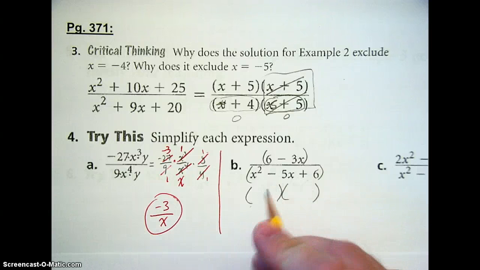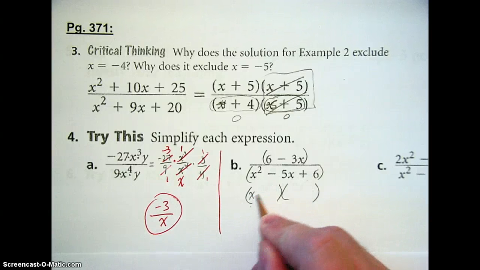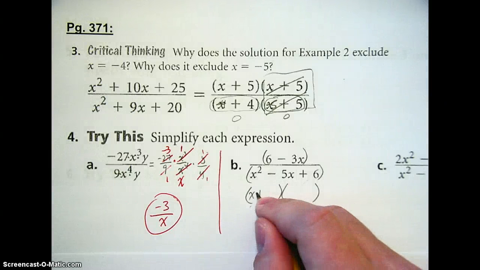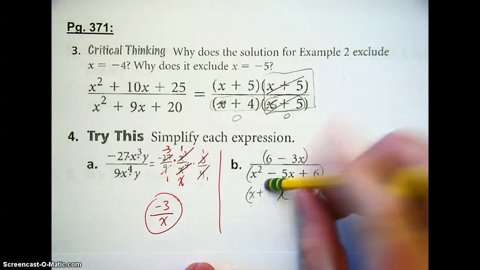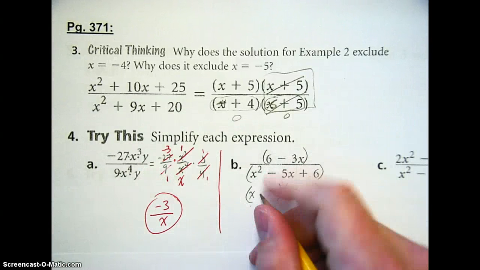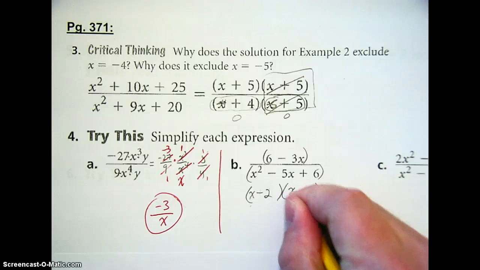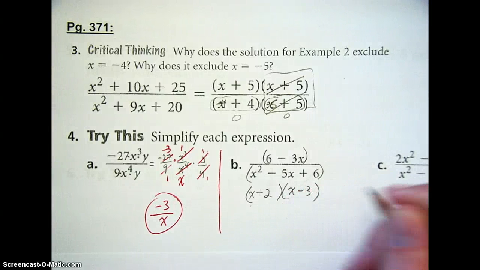When we factor it, what do we get? X minus 2 times the quantity x minus 3. Okay, x minus 2 times the quantity x minus 3. All right. Be careful with the 5s and 6s.